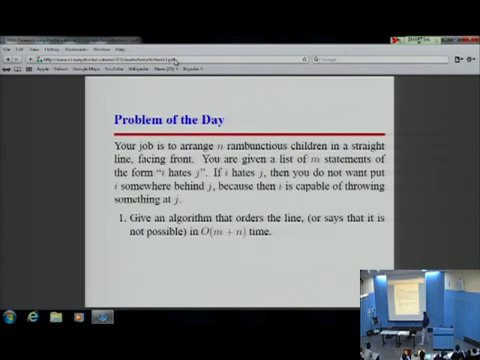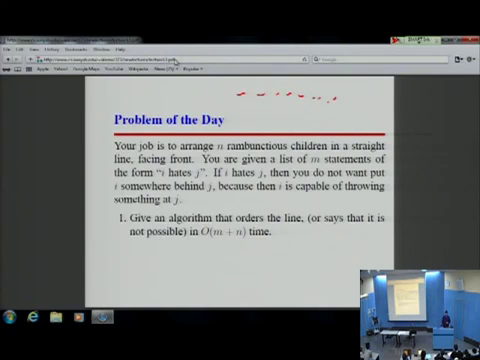The claim was you were given a set of m statements of the form: we have a bunch of n kids labeled 1 through n. Certain pairs of kids hate each other. Actually, certain ordered pairs of kids hate each other. I can hate you, you might not hate me. The teacher wants to arrange them in a straight line, because they want to march them down the hall.